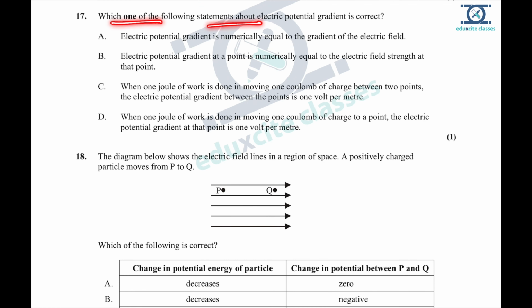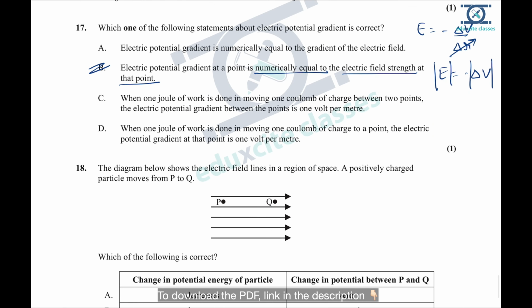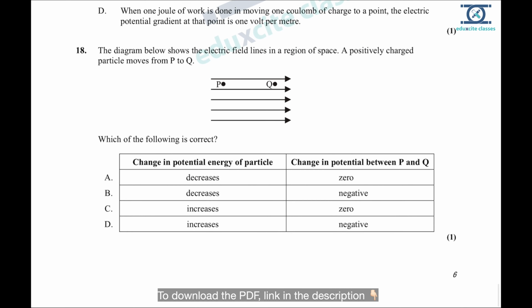Now question number 17. Which one of the following statements about electric potential gradient is correct? Now this is a direct question. If you see the data booklet under the subtopic 10.2, it is mentioned that the electric field is minus of delta V over delta r. So at a given point, this is constant, so E is equal to minus delta V over delta r, or in terms of magnitude you can say electric field is equal to the potential gradient. So which option? B, which is numerically equal to the electric field at that particular point. Rest all are incorrect.